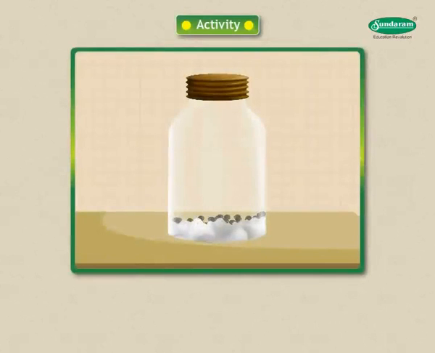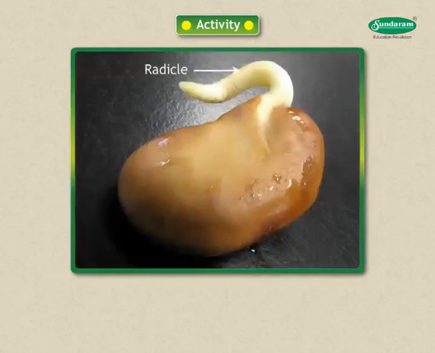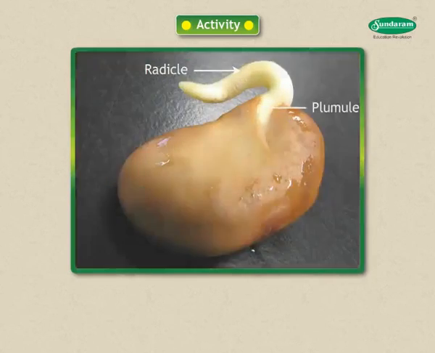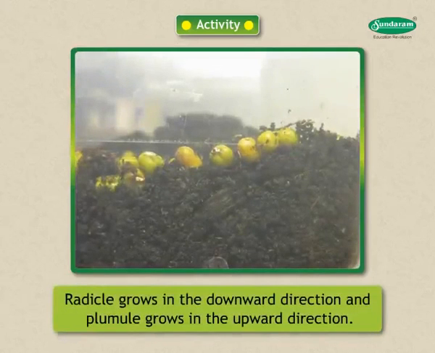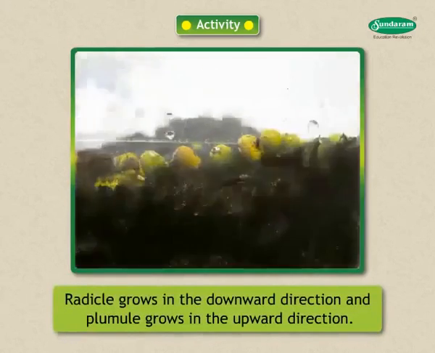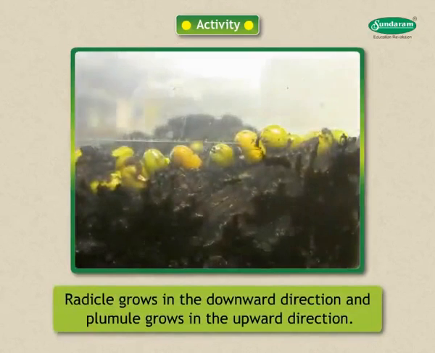Activity. Take a wide-mouthed, shallow bottle. Put some moist cotton in it. Place a few sprouted seeds on it. Observe the directions of growth of radicle and plumule. Radicle grows in the downward direction and plumule grows in the upward direction.